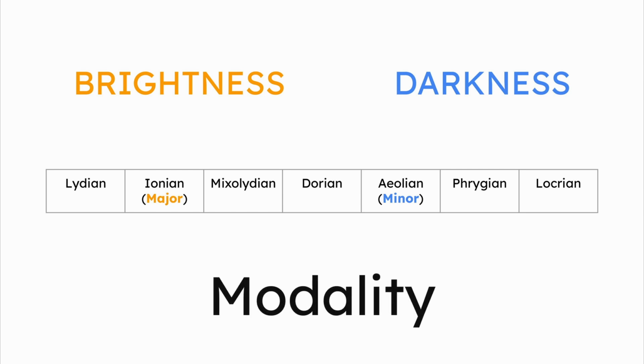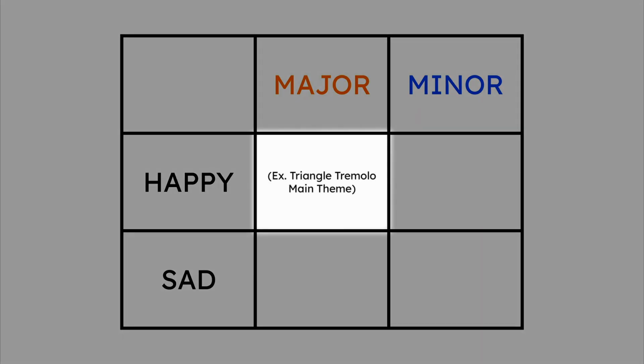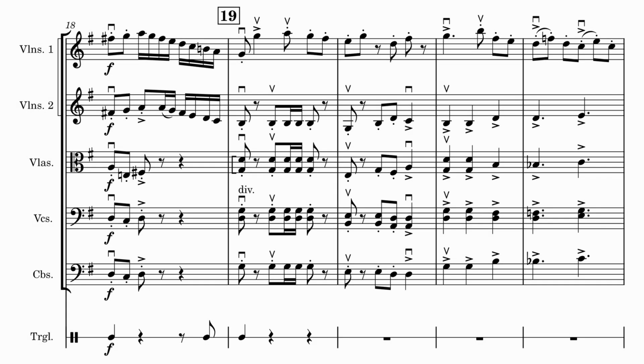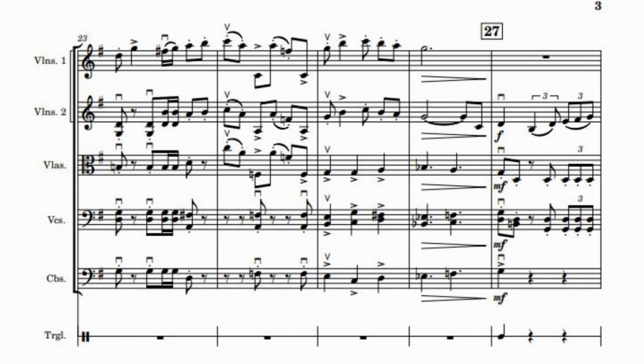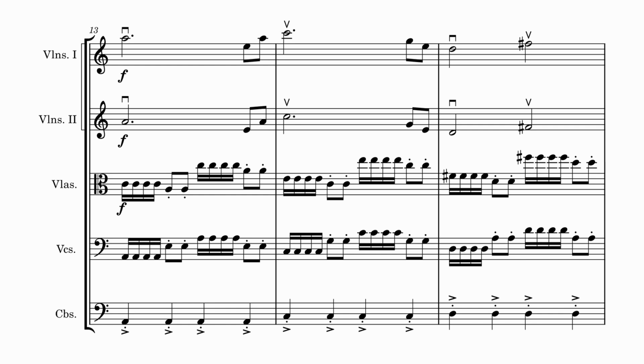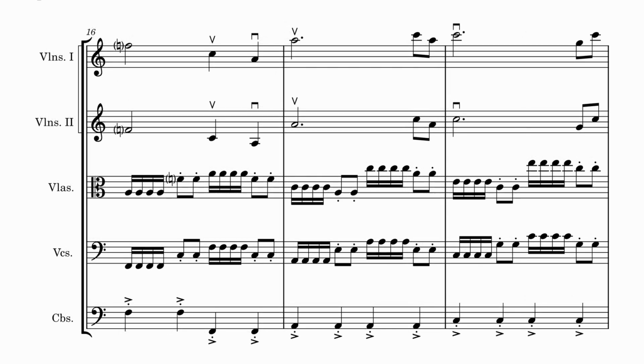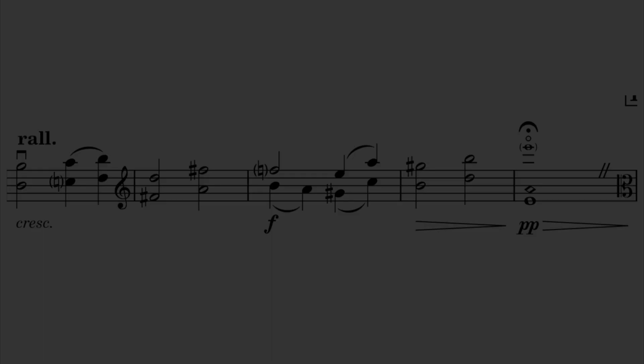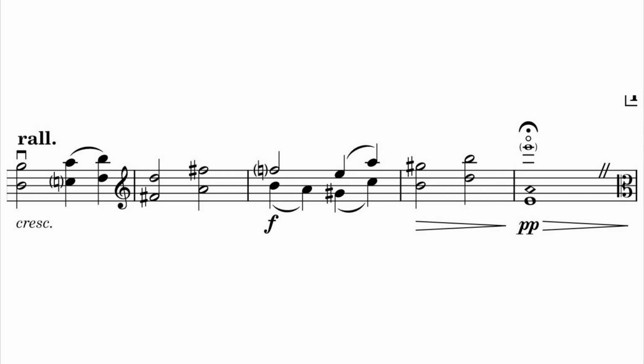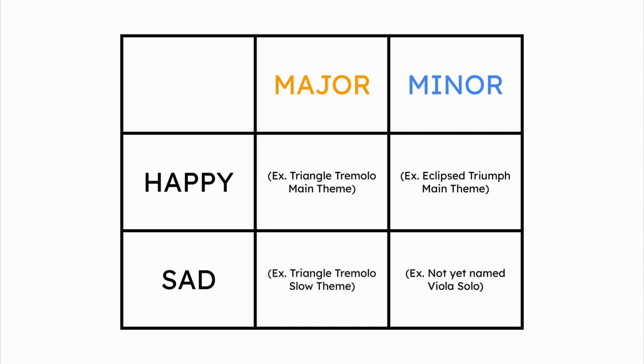As a matter of fact, we can demonstrate this with this 2x2 table right here. We can have happy music in a major key, we can have happy music in a minor key, we can have sad music in a minor key, and as the topic of this video, we can have sad music in a major key.